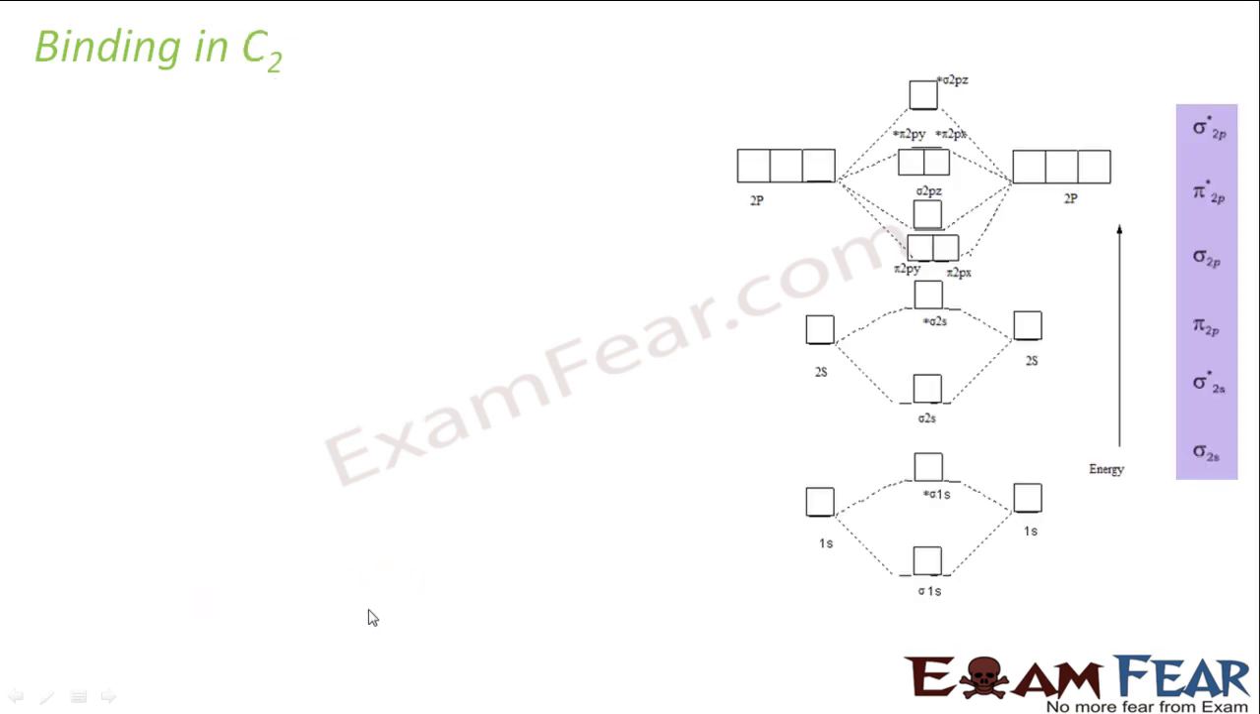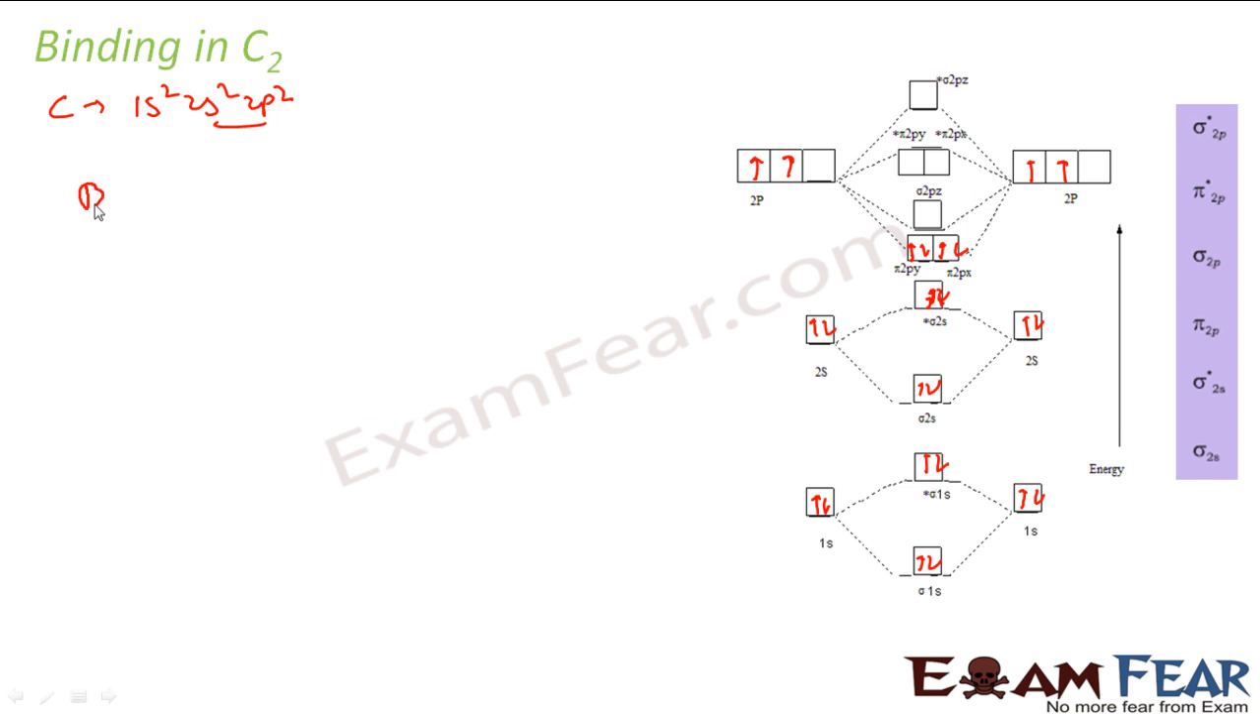Correct. Let's take carbon. So carbon has 6 electrons in the carbon atom. So 1s2, 2s2, 2p2. Right? This is the carbon atom. So let's put here 1s2, 2s2, 2p2. Here also the same thing. Correct. So let's fill these 4 electrons. Now we have again 4 electrons here. So 1, 2, 3, 4.